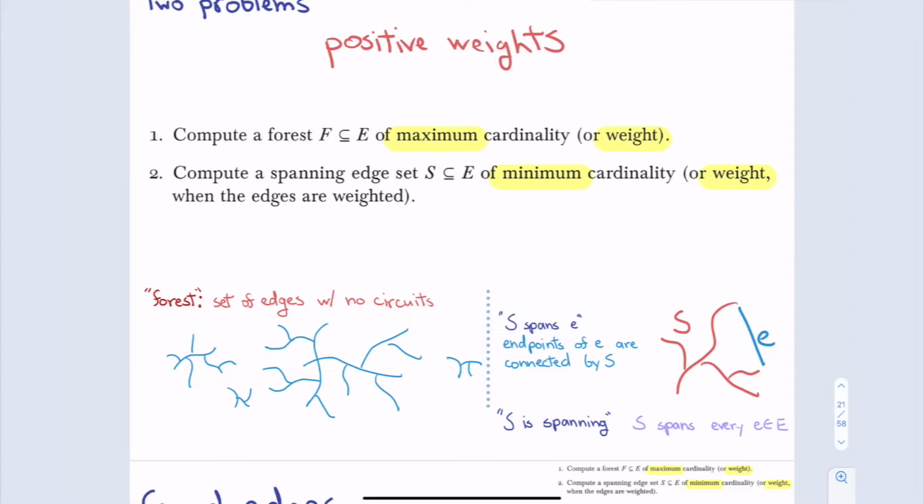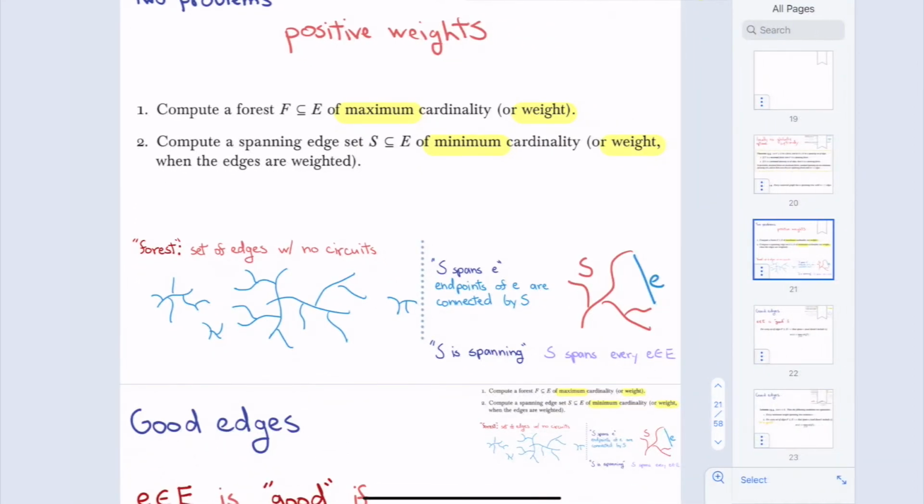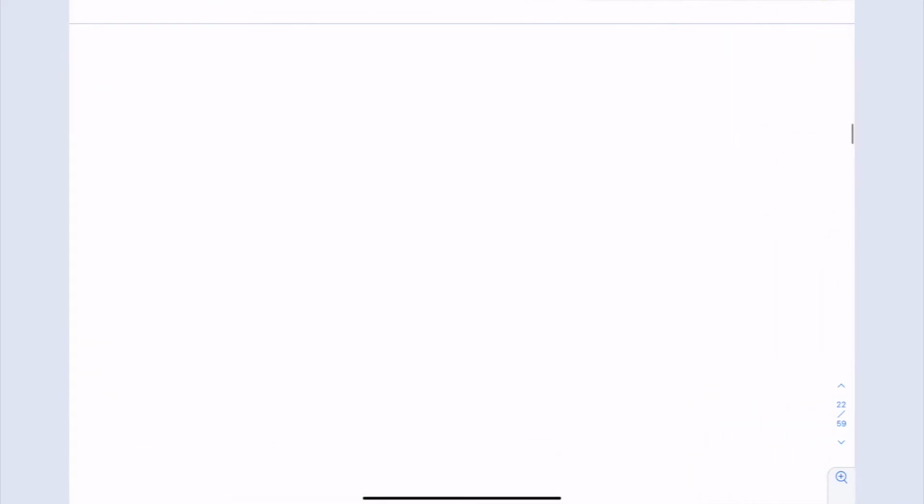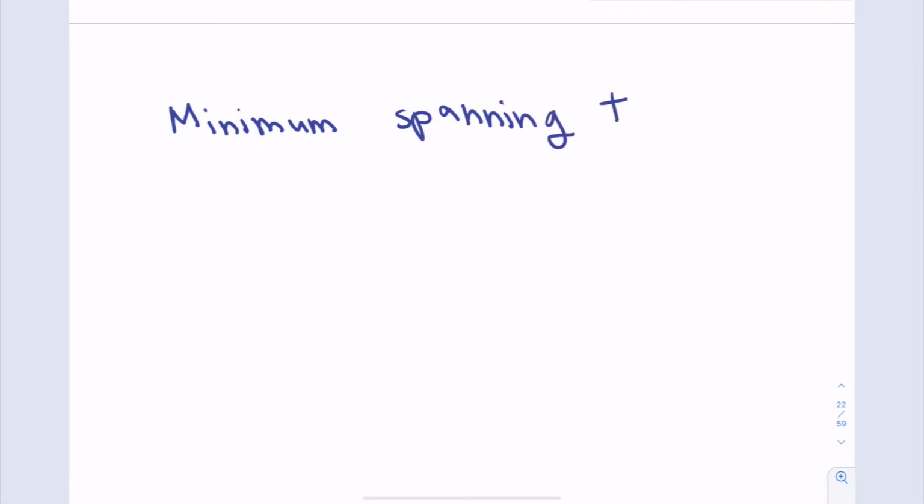I say this because we're going to reframe this problem, which is going to flip a little bit upside down. What we really established is that a maximal cardinality forest will give you a spanning forest, and vice versa. But I think you'll find that in all the literature, we focus on minimum weight spanning trees.